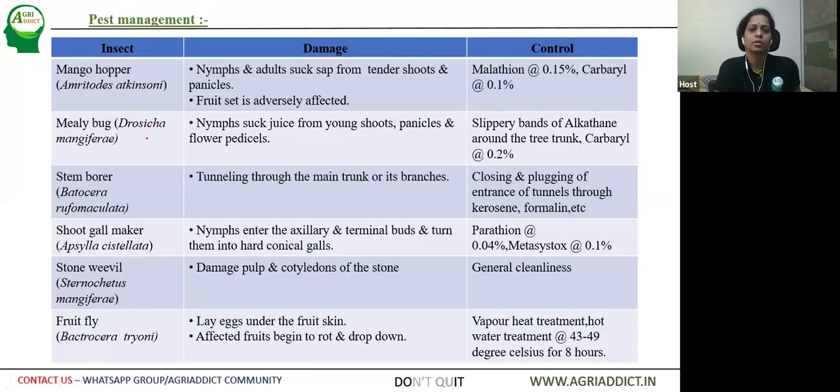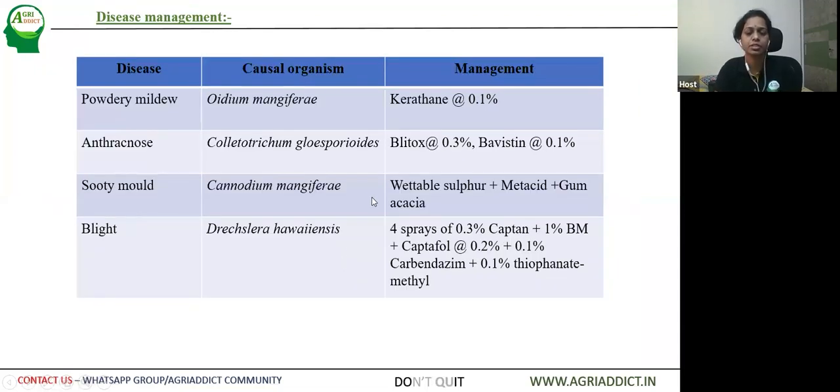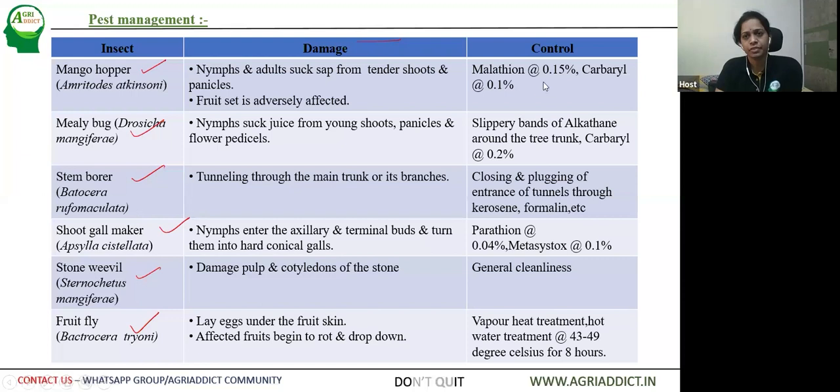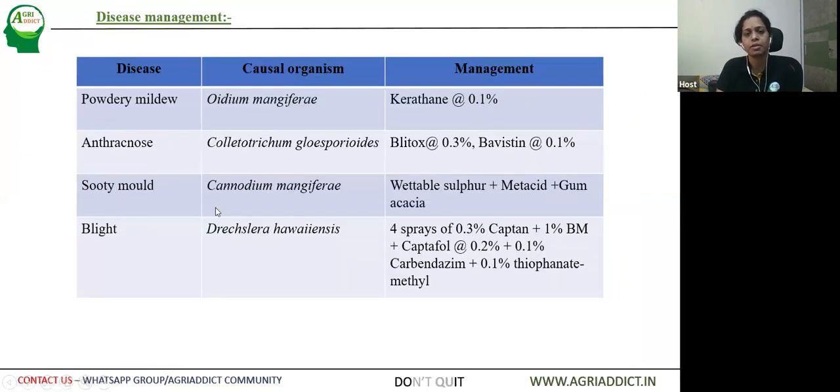So after going through all the package of practices of the mango, we also have to know the different pests and diseases of mango. The major among them are mango hopper, mealybug, stem borer, shoot gall maker, stone weevil, and fruit fly. If we give it in tabular form, we can see the different insects, how they damage, whether they damage the shoots, panicles, flowers, branches, or some of them may also damage the fruit, and their control measures. So it is better to remember those control measures.